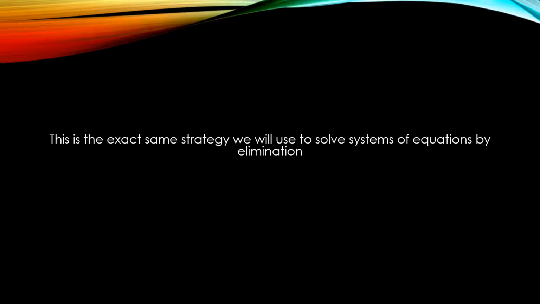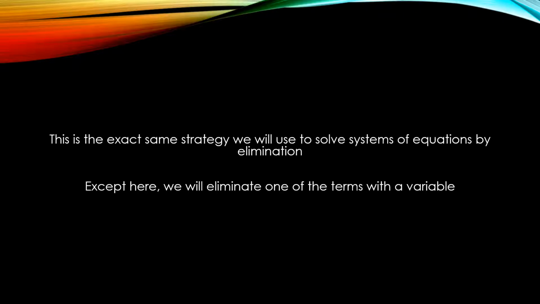This is the exact same strategy that we will use to solve a system of equations by elimination, except here we're going to eliminate one of the terms with a variable, and sometimes you'll be required to use multiplication to manipulate the system of equations so that it has the opposite value found in the other equation. Let's have a look.